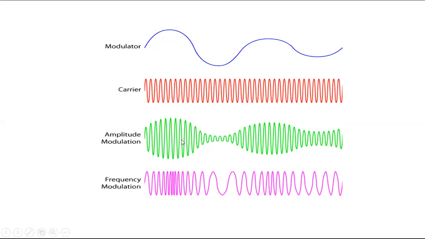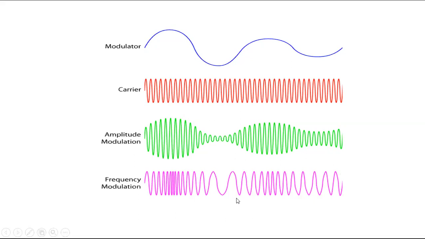Now you can see the last two, the green color animation and the pink or violet one, where after superimposition of two signals, the new signal, which is ready to be transmitted for long distance, can have an increase in amplitude or in frequency. So generally we go with the frequency.